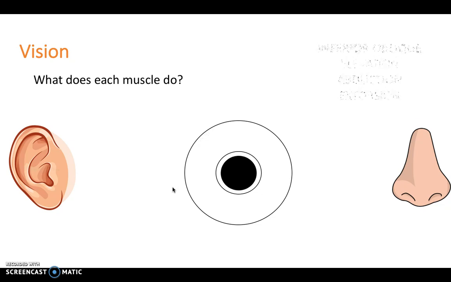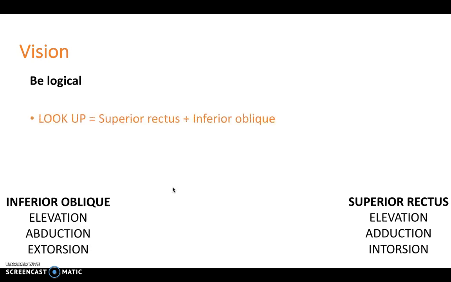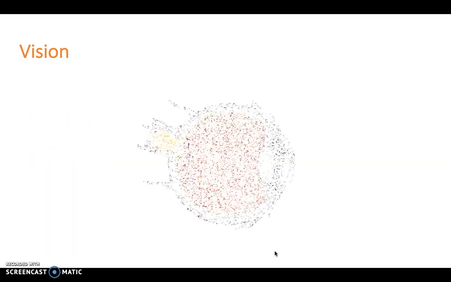Unfortunately, it is a case of just learning what each of these muscles do. But be logical when you're thinking about simple eye movements. So, for example, looking up, you'll combine the superior rectus and inferior oblique. Elevation is what you want to achieve. Abduction and adduction cancel each other out, and extorsion and intorsion cancel each other out as well. Use the same principle when thinking about looking down.